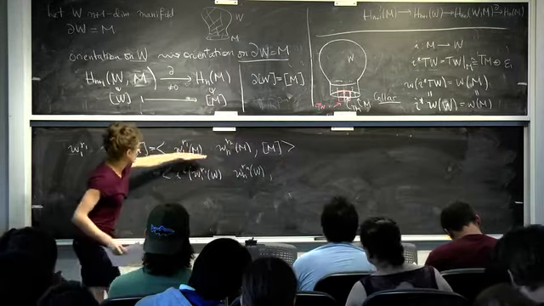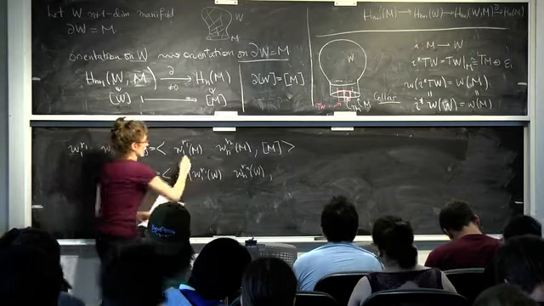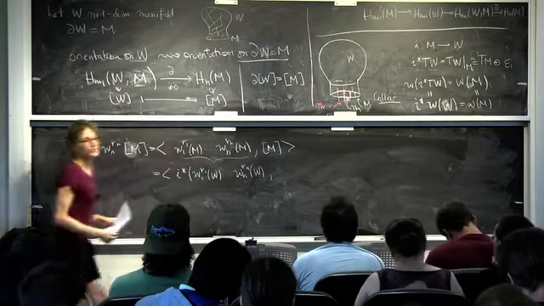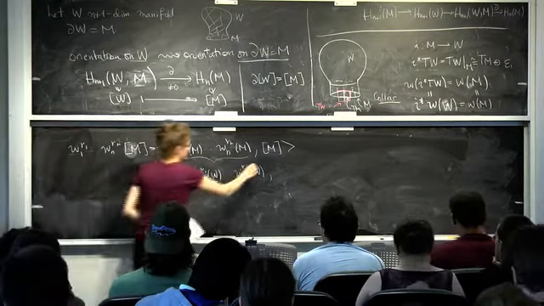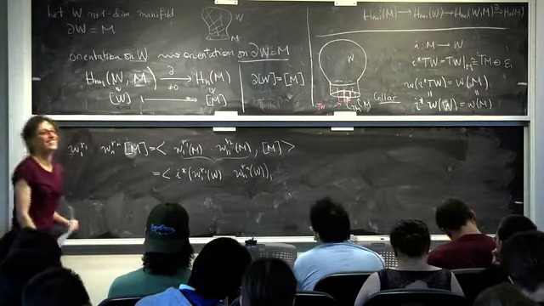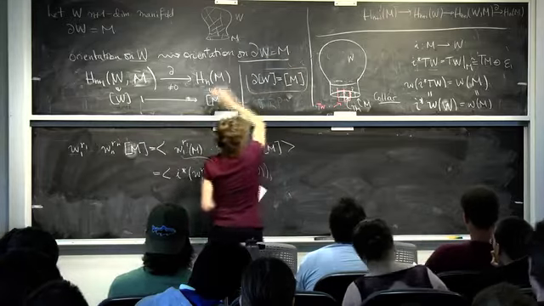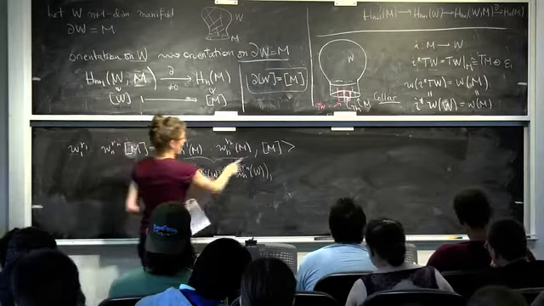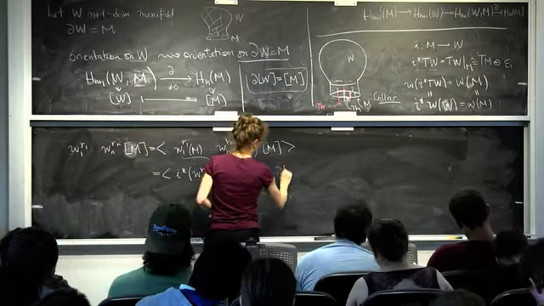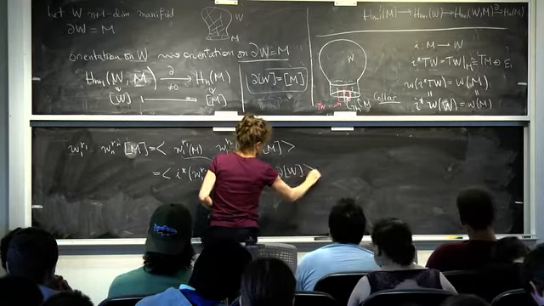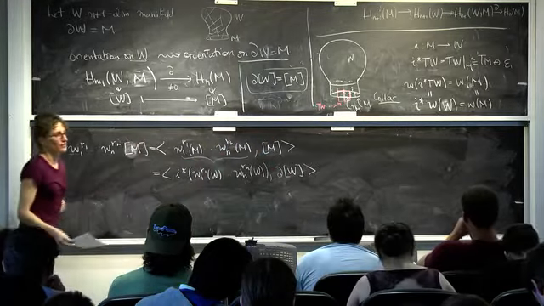Do you guys agree that this line is the same as that line? You're right. Now, we have this formula, so we're going to feed that in. This is the boundary homomorphism on the class of W. Okay?